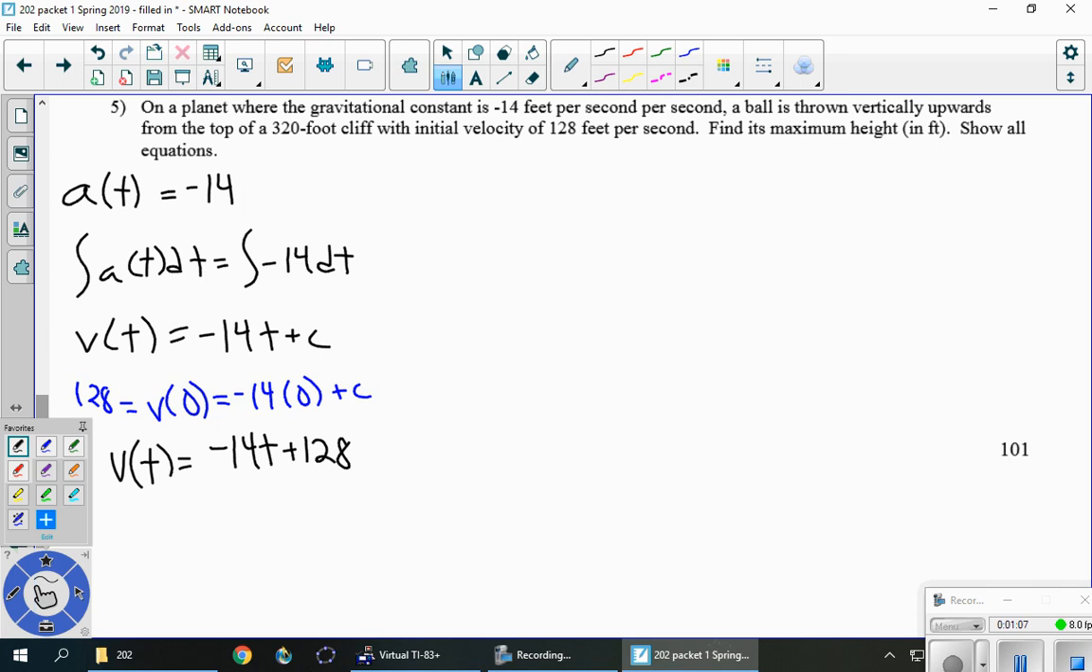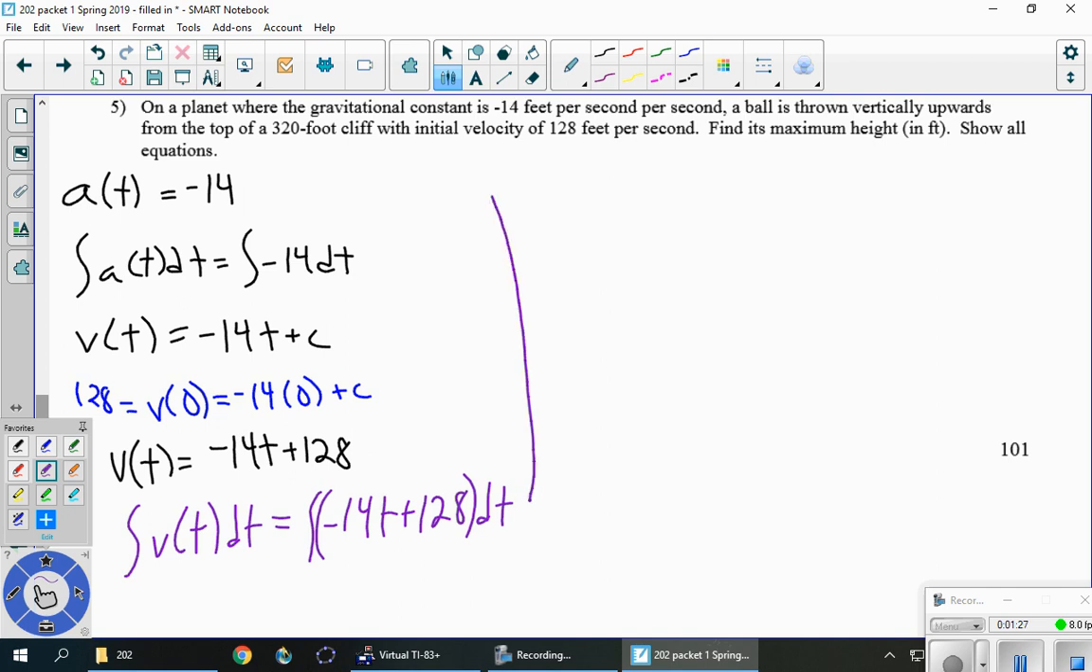Next thing to do is integrate both sides of this again with respect to t. Need parentheses here because the integrand is more than one term. So up here, the integral of velocity is position or height. We'll call that s of t. Integrating negative 14t gives me negative 14t squared over 2, which I will immediately reduce to negative 7t squared. 128 becomes plus 128t. Don't forget your plus c.